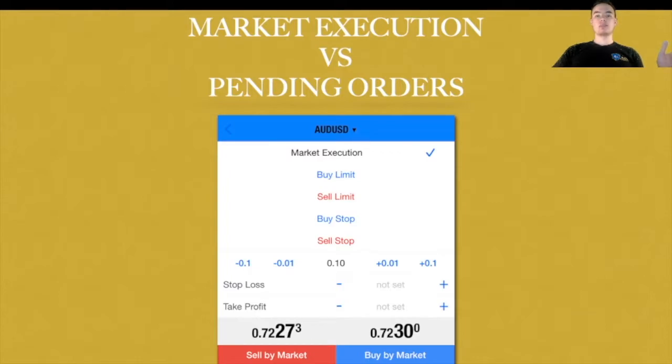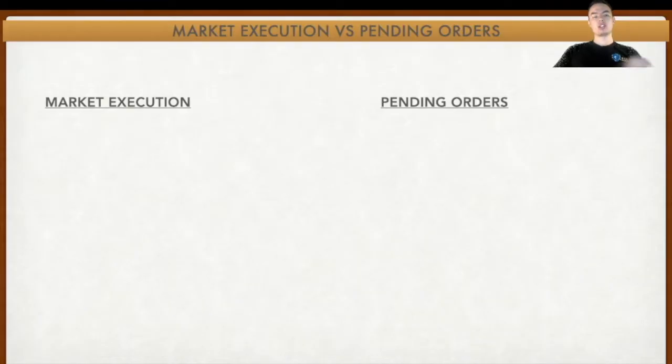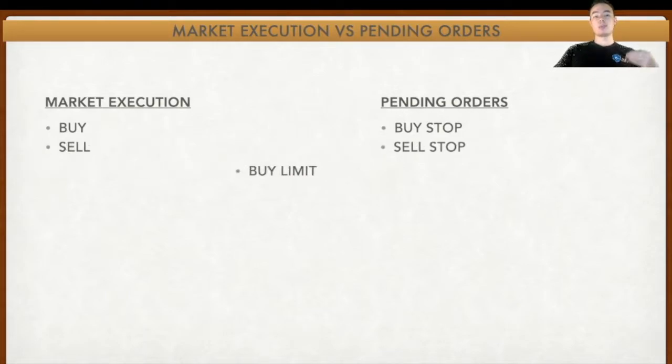Next is types of orders. Now you get market execution orders, and then you get pending orders. So for market execution, you get buy and you get sell. For pending orders, there's 4. You get your buy stop, you get your sell stop, you get your buy limit, and then you get your sell limit. So what are these and how do you place them?